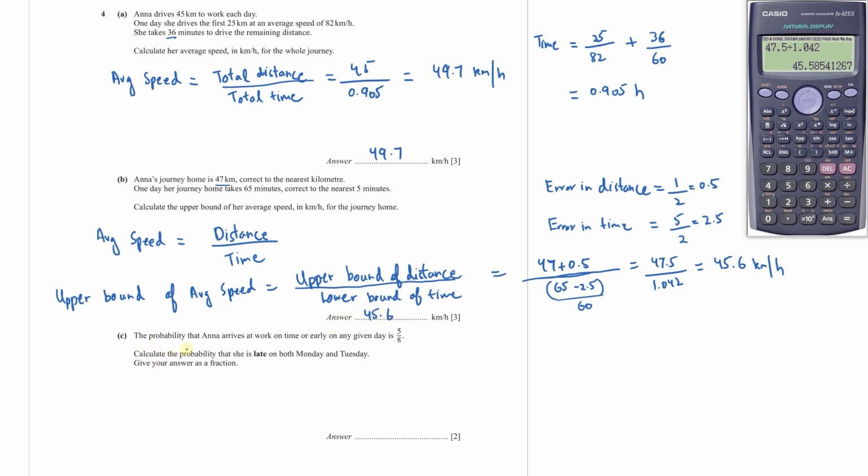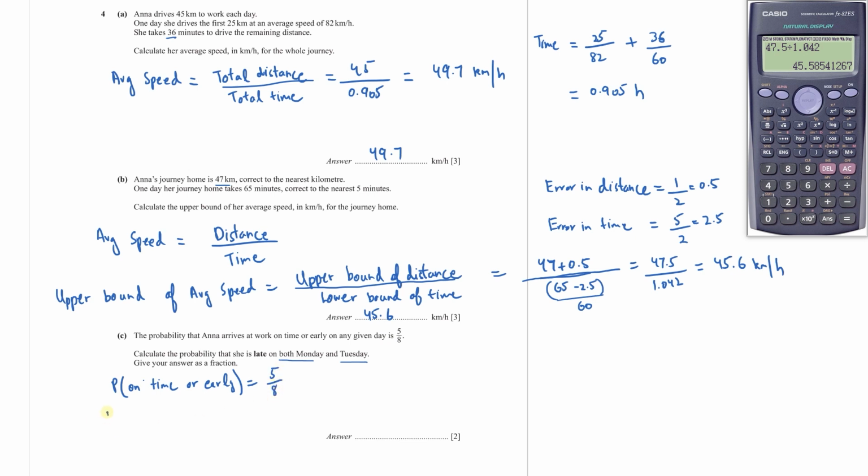Part C: the probability that Anna arrives at work on time or early on any given day is 5 by 8. Calculate the probability that she is late on both Monday and Tuesday. Give your answer as a fraction. So the probability of on time or early is given as 5 over 8.